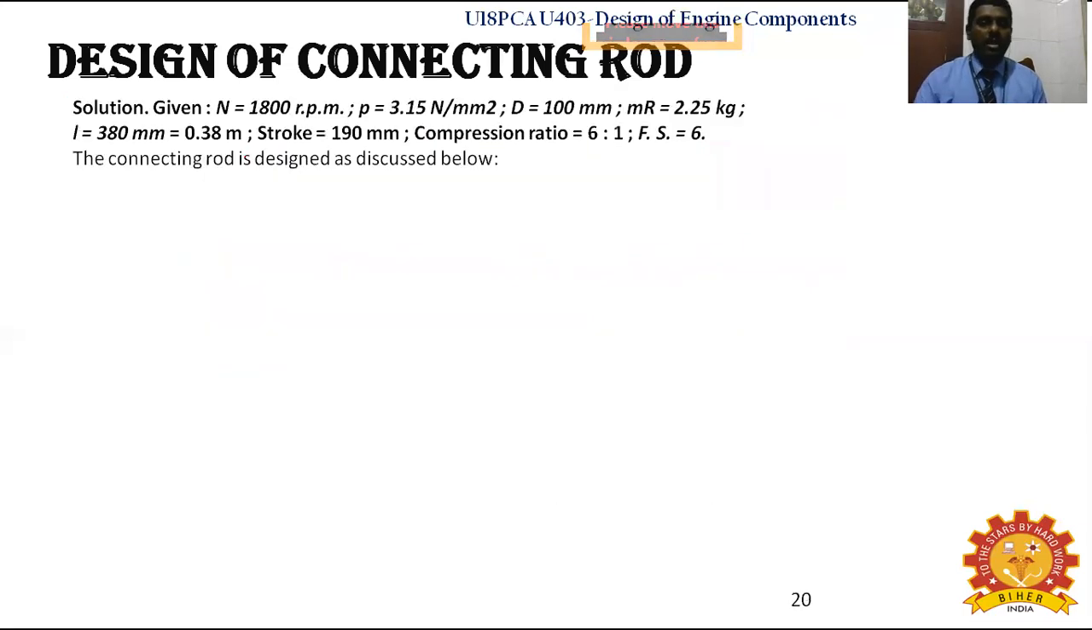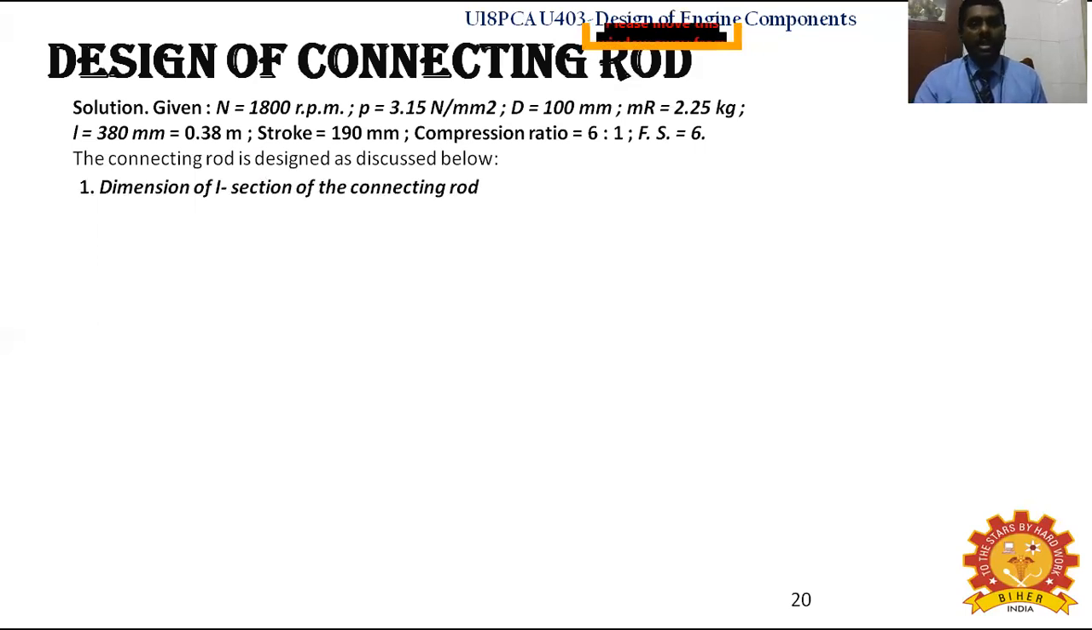So now, in the given data, what is given? Speed is given, as well as the maximum pressure value, the diameter of the piston, the mass of the reciprocating part, the length of the connecting rod, the stroke of the piston, and the compression ratio. Anyway, it's superficial data, but we take it as given. Again, the factor of safety is 6.